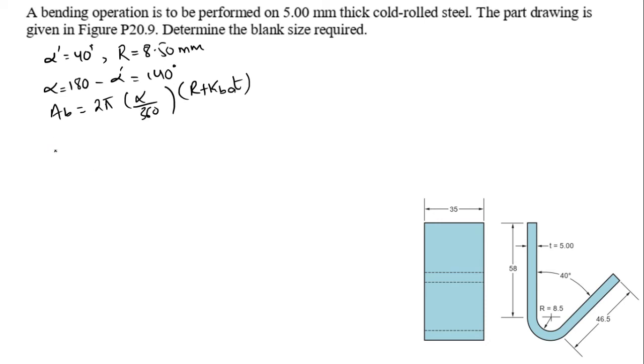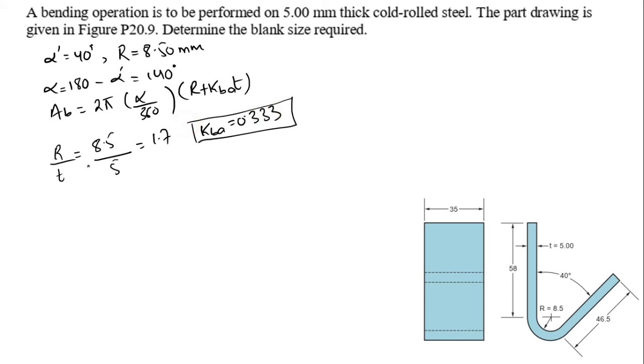So we can find out R by t, that equals 8.5 divided by the stock thickness, which is 5, sorry. So we have the value of 1.7, which is less than 2. So we will have the kba value equals 0.333, right? So we can just put in the values of kba here and find out the bend allowance.